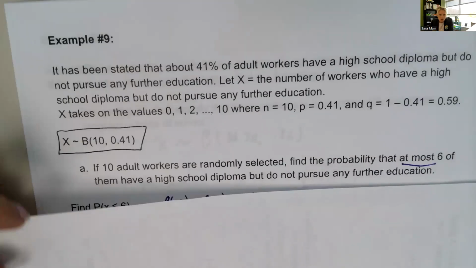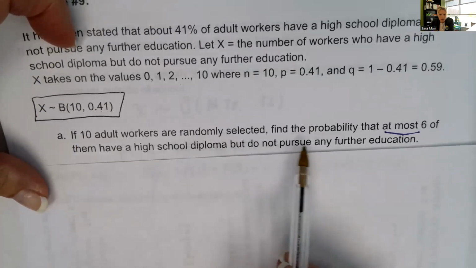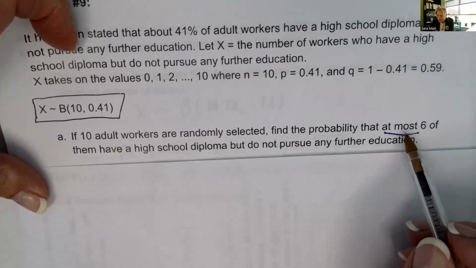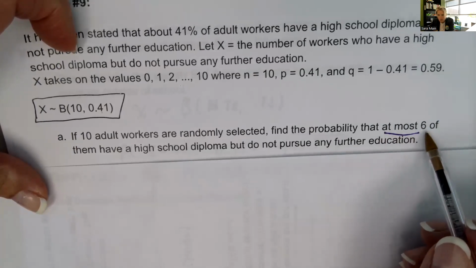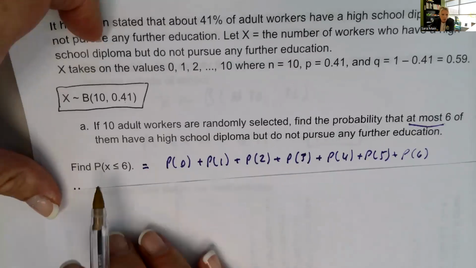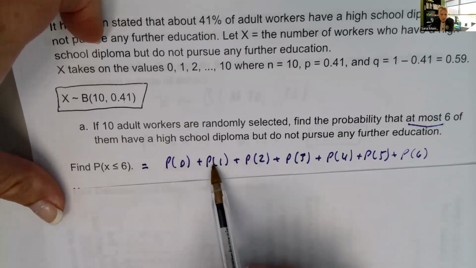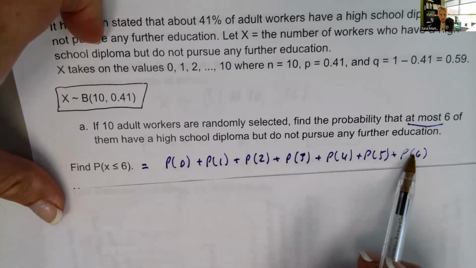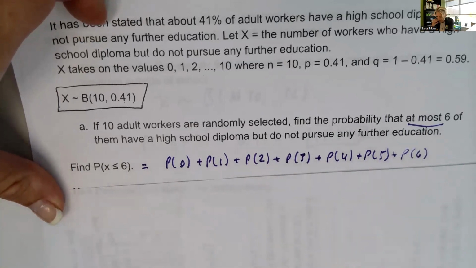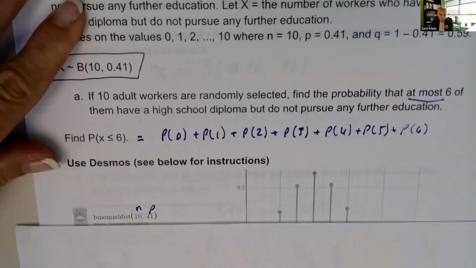If 10 adult workers are randomly selected, find the probability that at most 6 of them have a high school diploma but do not pursue any further education. At most 6 means that we can have 0 all the way through 6. So it looks like this, the probability of X less than or equal to 6. Which means that we could take the individual probabilities like we did in chapter 4, find those and add them up. But that is going to be time consuming, so we're going to use Desmos.